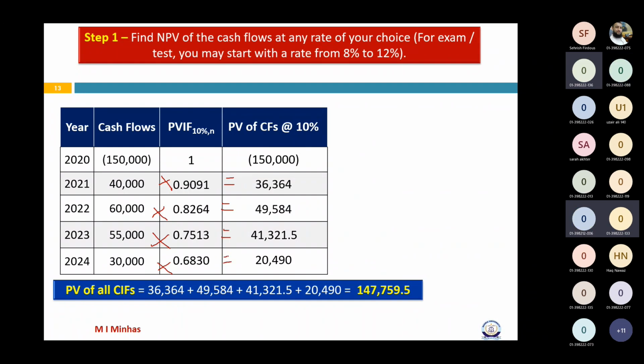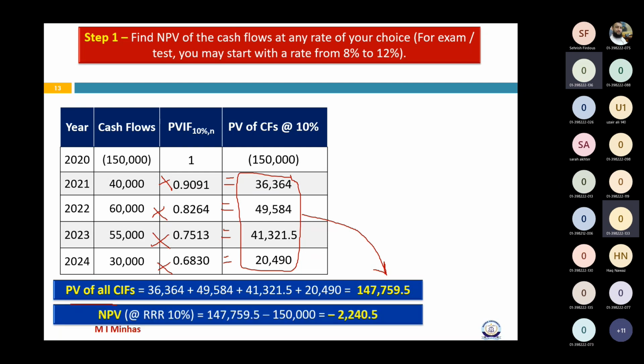Then the present value of cash inflows is the sum of all these present values. By adding all these values, this is what we get, the present value of all cash inflows. And how do we calculate NPV? NPV equals the present value of all cash inflows minus the initial cash outflow, that is 150,000. Is it clear? Here we got an NPV that is negative, minus 2,240.5. So what should I do next?